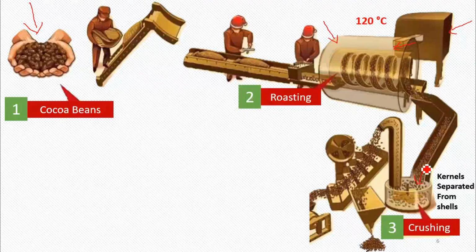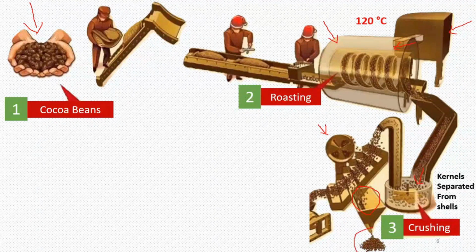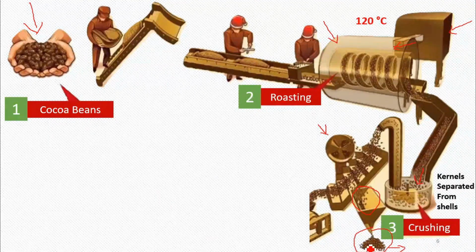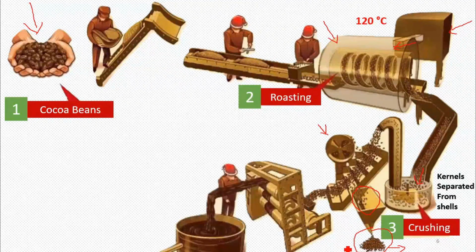Shells are useless. Now all the things will move forward, and you can see here we have this fan-like structure. This fan will blow away the lighter weight shells to this container, and ultimately they will be wasted, and they will be separated as a waste, as you can see in this portion. Now comes the next phase. Now the kernels are moving towards the next phase.